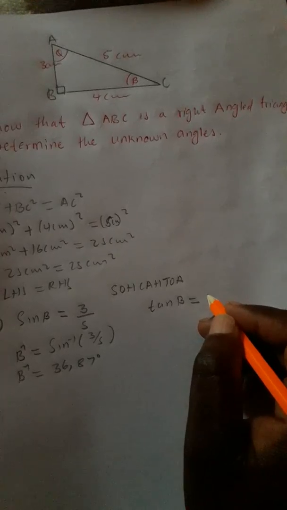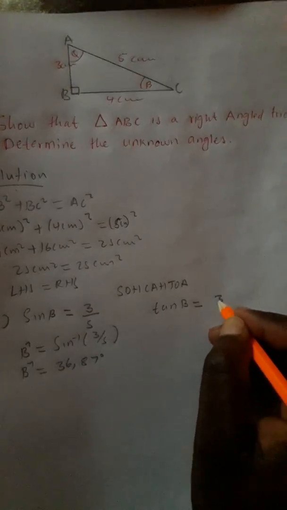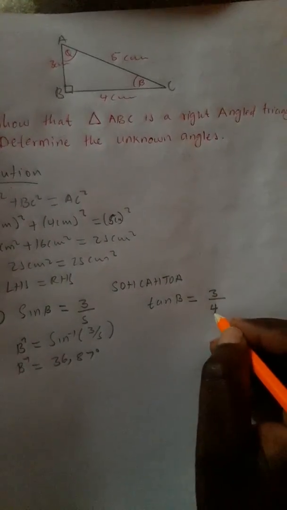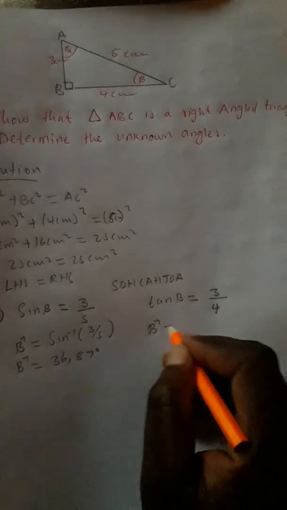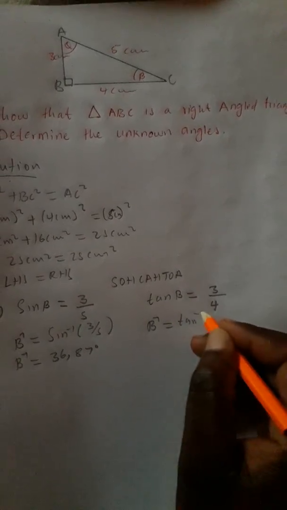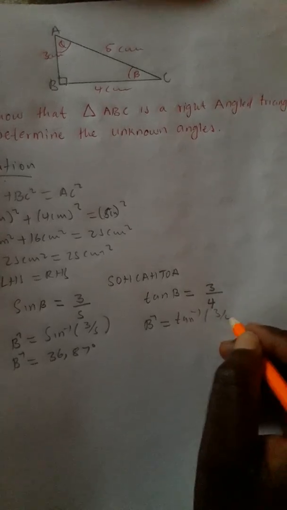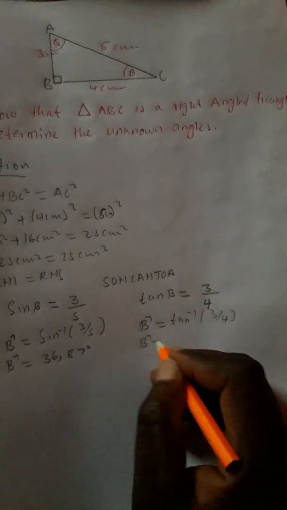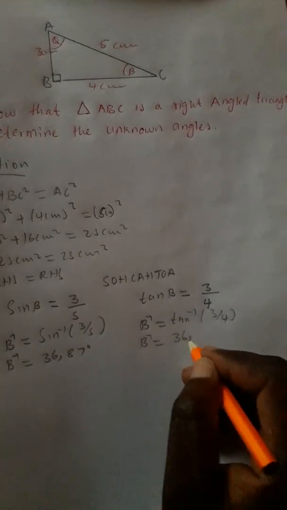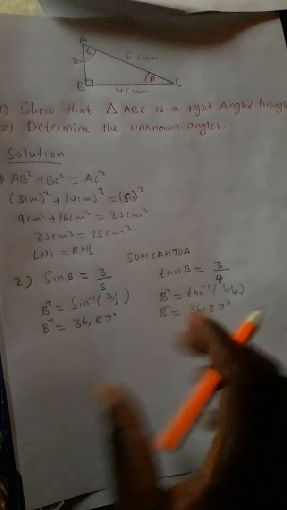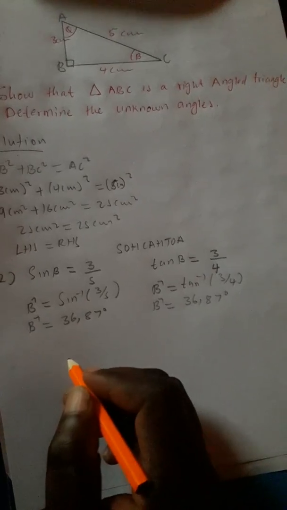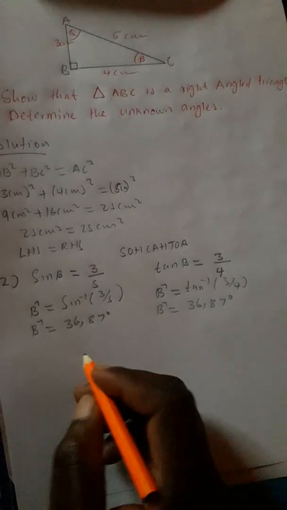Even though we can use tan, it will be tan of beta, which will be equal to, tan is still opposite over adjacent. The opposite of that angle beta is 3, over the adjacent, which is 4. Therefore we're going to say beta will be shift tan of 3 over 4. We still get the same answer, which is 36.87 degrees.